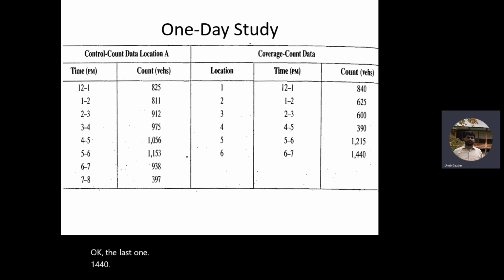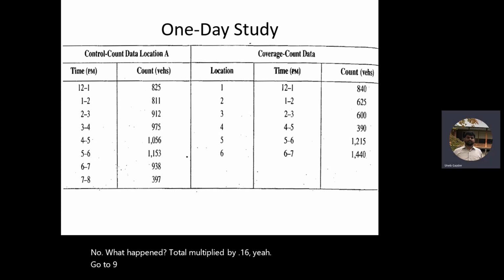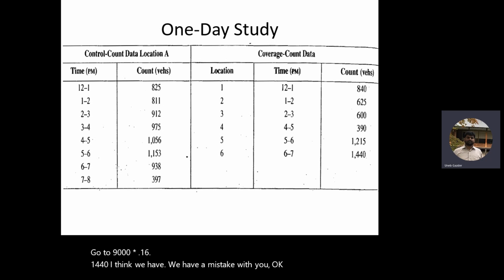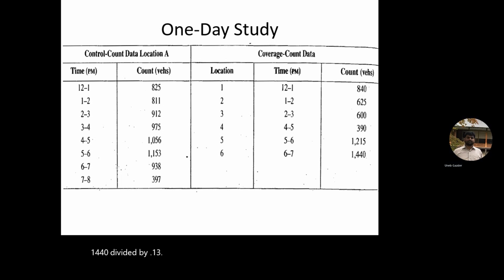1440. No? What happened? I think we, total multiplied by 0.16. How much? So it's 9,000 multiplied by 0.16. 1440. I think we have a mistake. Not me, you. Okay, what did you do? I had a mistake. 1440 divided by 0.13. Eight, 7, 6, 9. And peak hour?